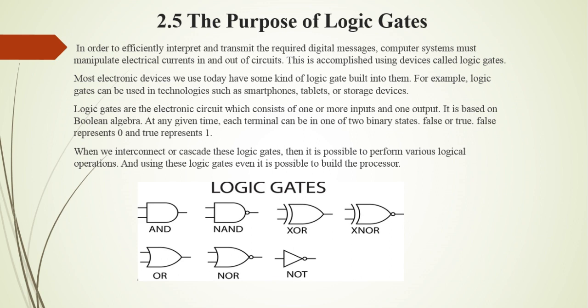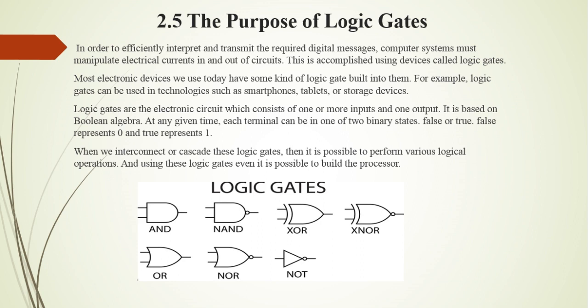Logic gates are electronic circuits which consist of one or more inputs and one output. They are based on Boolean algebra. At any given time, each terminal can be in one of two binary states, false or true. False represents 0 and true represents 1. When we interconnect or cascade these logic gates, it is possible to perform various logical operations, and using these logic gates it is even possible to build a processor.